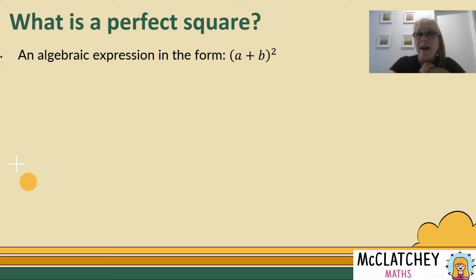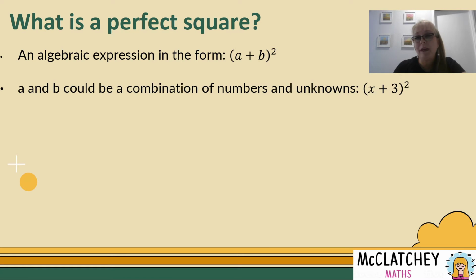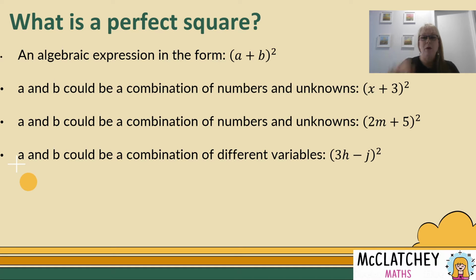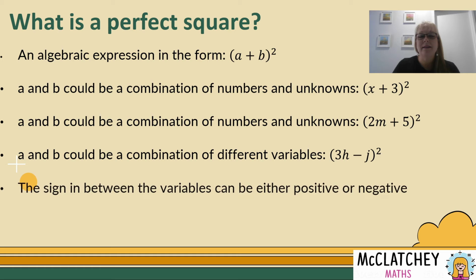Well, a perfect square is an algebraic expression in the form of two values inside brackets. They could be added or subtracted. In this particular example, we've used addition. And there is a squared symbol outside the brackets. Now, a and b could be a combination of letters and unknowns, such as (x + 3)^2, or (2m + 5)^2, or even (3h - j)^2. So it could be letters and numbers, or two lots of letters and numbers, or combinations as well, pluses and minuses.